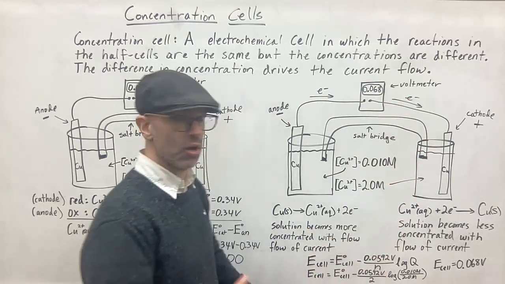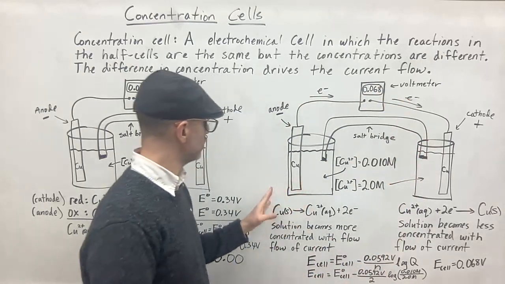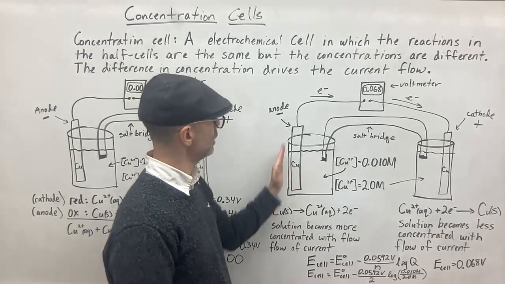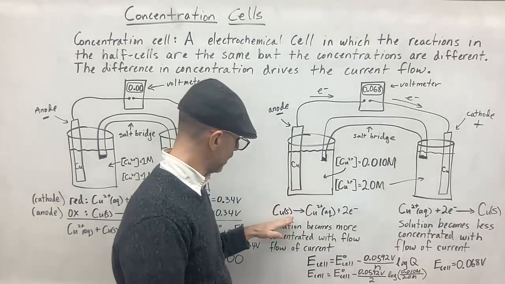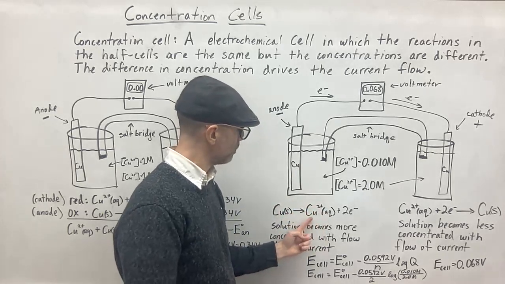Also, keep in mind that since the electrons are moving from here, copper is going to give off the electrons, and you're going to form more copper 2 plus.